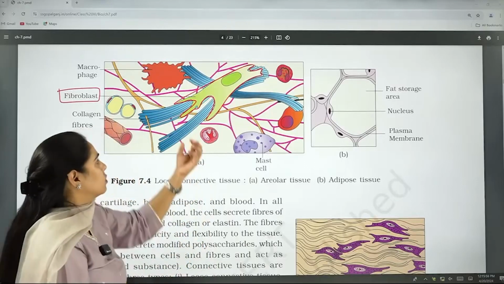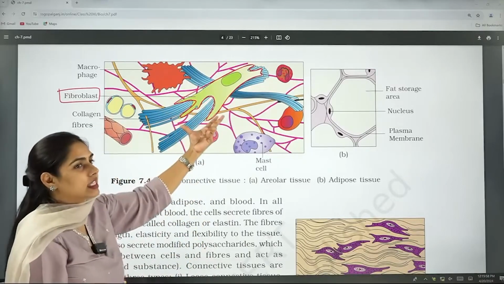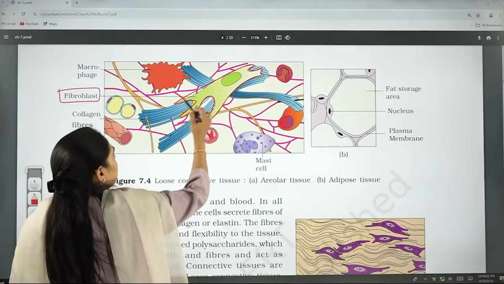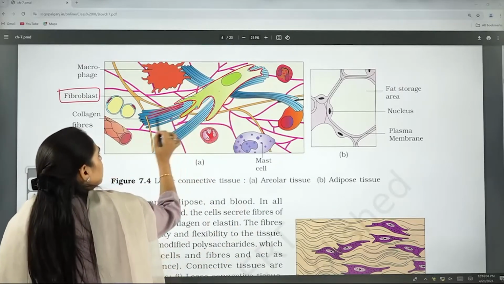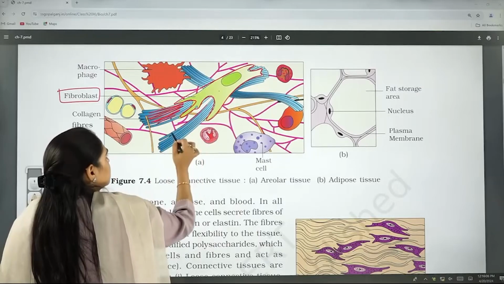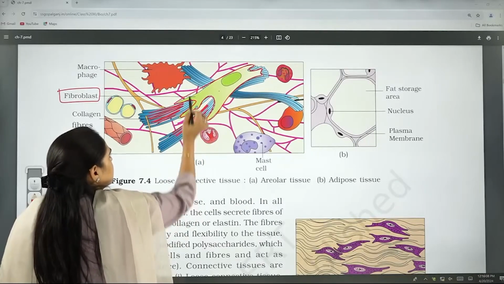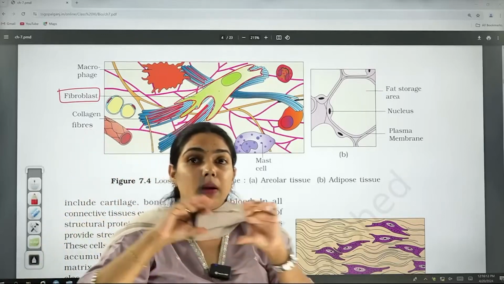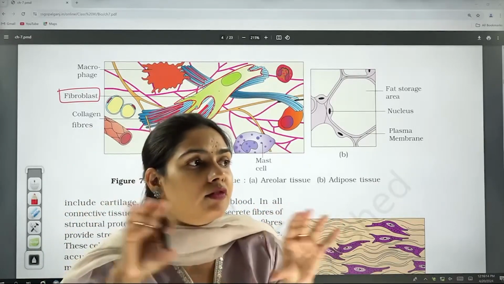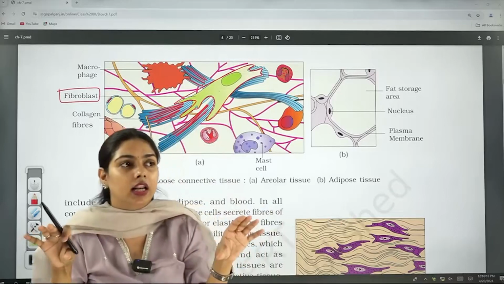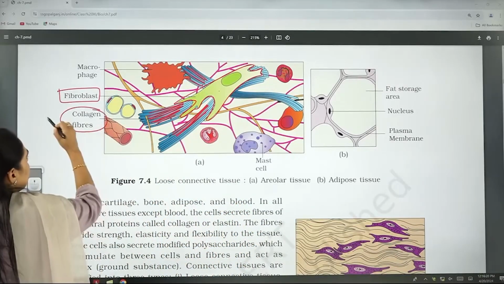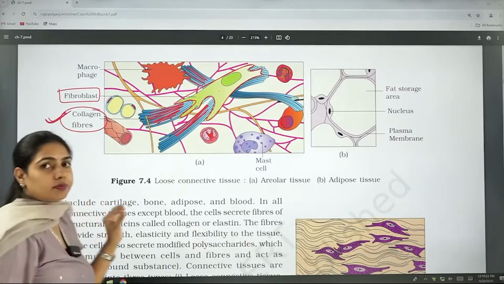Just listen to my words. It will be very easy for you. So this is the fibroblast. These fibers are coming from the fibroblast. Can you see these fibers? Which fibers are present in bundle? Collagen fiber. So that is why these are labeled as collagen fiber.